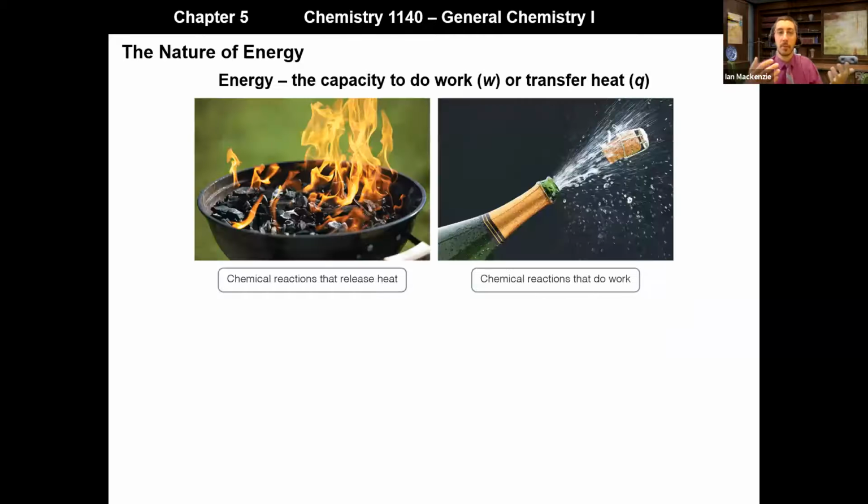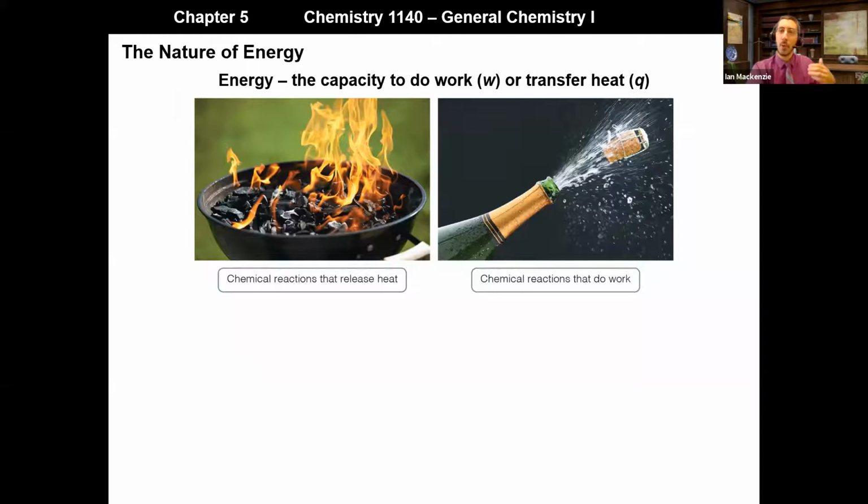Well, here are two examples. We can have chemical reactions that release heat, as shown on the left with a combustion reaction. We can also have chemical reactions that do work, as in this case, if you were to shake up a bottle of champagne enough to actually blow out the cork, then we have work being done.